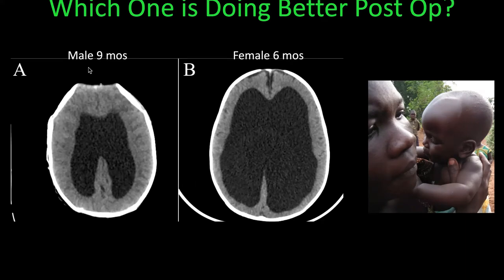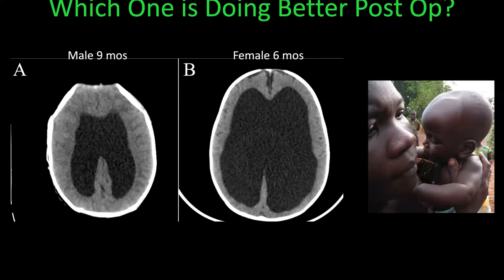I have two kids in clinic. I have a male at 9 months, a female at 6 months. Audience participation. Which one do you think is doing better? One has larger ventricles than the other. Who thinks this child is doing better with a thicker cortical mantle? One, two, three hands, four. Naren, which one do you think is doing better, left or right?